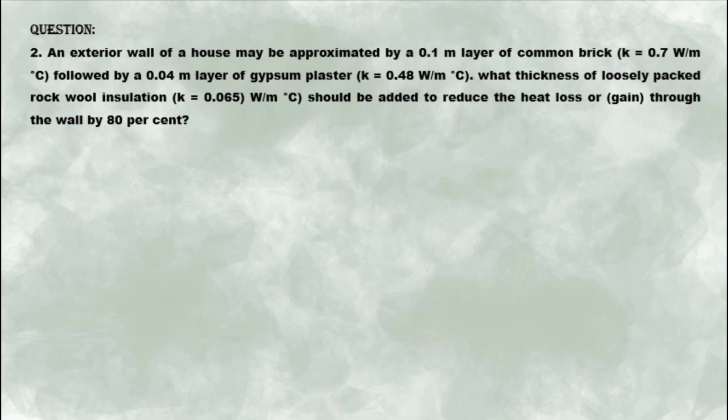And now for our example number 2. An exterior wall of a house may be approximated by a 0.1 meter layer of common brick, K equals 0.7 watts per meter degree Celsius, followed by a 0.04 meter layer of gypsum plaster, K equals 0.48 watts per meter degree Celsius. What thickness of loosely packed rock wall insulation, K equals 0.065 watts per meter degree Celsius, should be added to reduce the heat loss or gain through the wall by 80%?